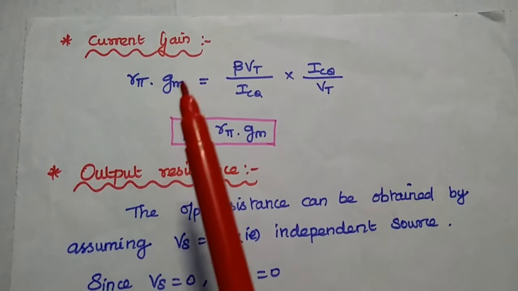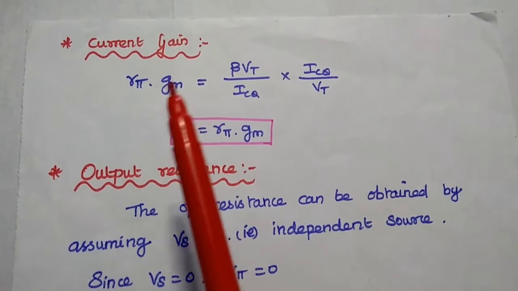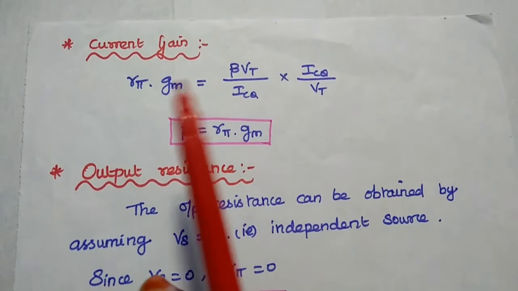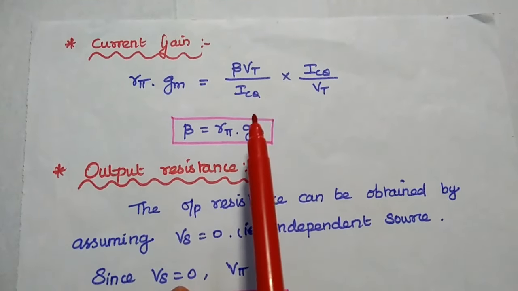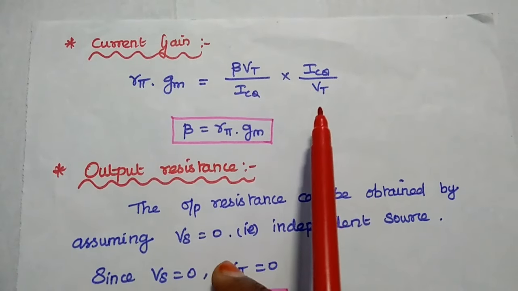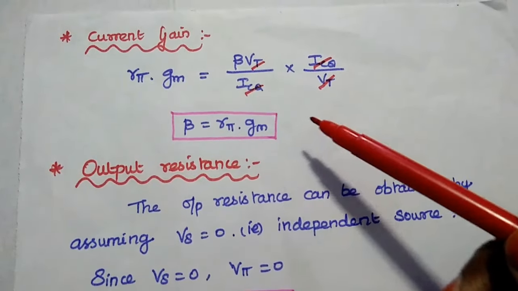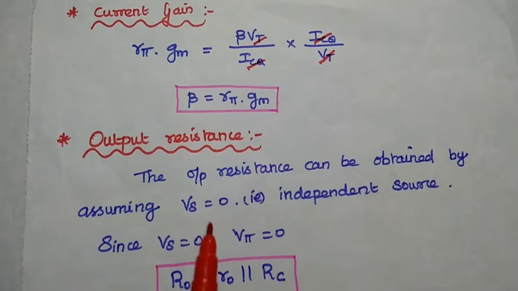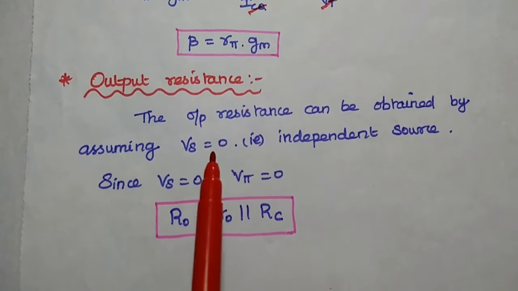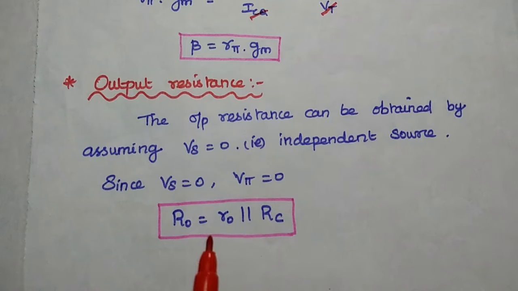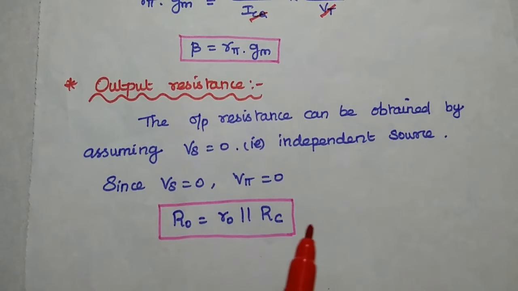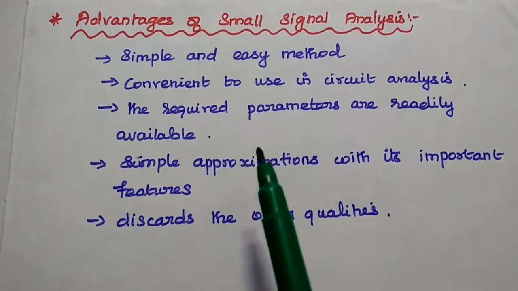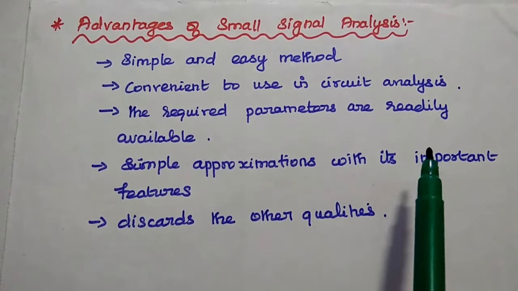Okay. Next, current gain of CE amplifier. It can be obtained by multiplying R pi and Gm. So here R pi is equal to beta Vt by ICQ. Gm is ICQ by Vt. Then we can simplify these terms. We can get the beta value as R pi into Gm. Okay. The output resistance of the CE amplifier is given as Ro in parallel with Rc, with the condition the source is independent.